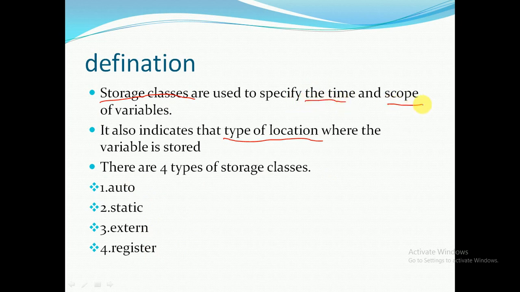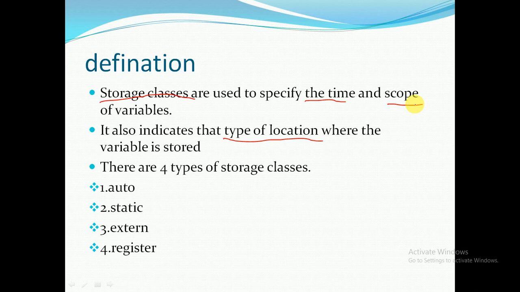Time is nothing but, for example, if you are writing int a comma b in the main function, how much time they will execute: unless your main is completed, they will be executed for a, b, something like that. Now scope: if you are declaring a comma b in the main function, they work only in the main. Outside of the main they will not work. So that is time and scope of the variables.